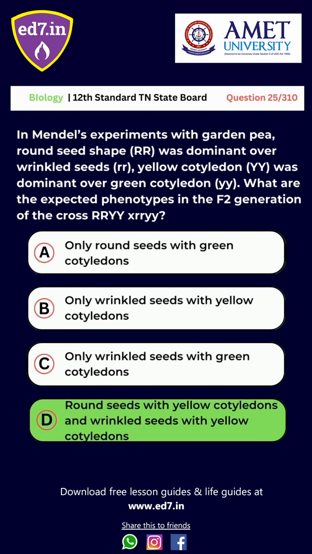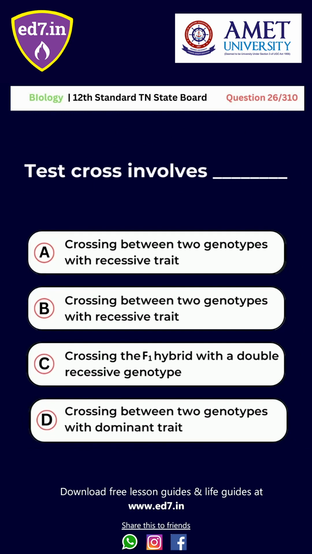Question number 26. Test cross involves option A, crossing between two genotypes with recessive trait. B, crossing between two F1 hybrids. C, crossing the F1 hybrid with a double recessive genotype. D, crossing between two genotypes with a dominant trait. And the right answer for this question is option C, crossing the F1 hybrid with a double recessive genotype.